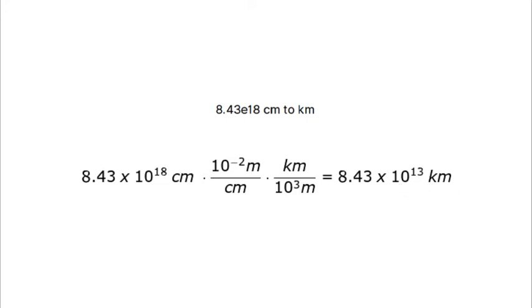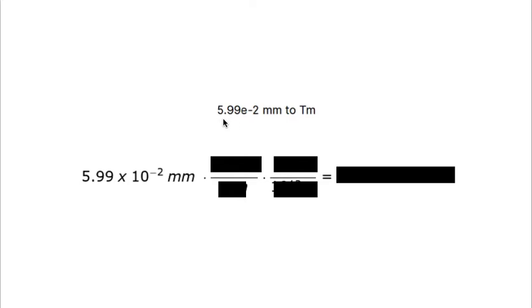Let's take the next problem. So here we're provided 5.99 times 10 to the negative second millimeters, and we're converting it to terameters. So again, we write out our value and the unit that we want to convert out of. I'm going to place in the denominator here, millimeter, and the unit I want to convert to, the base unit, I'm going to place here. And notice meter over meter, that's the same. But what does milli equal? Milli equals 10 to the negative third.